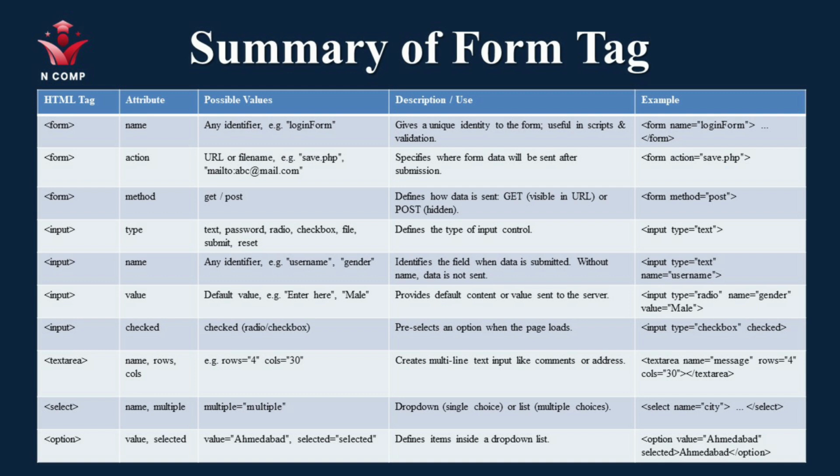The method decides how the data is sent. Get shows it in the URL. Post keeps it hidden. This we have discussed earlier when we created the form using KompoZer.